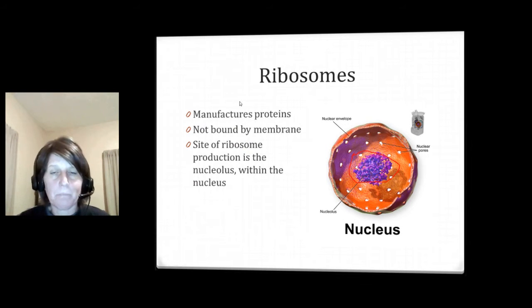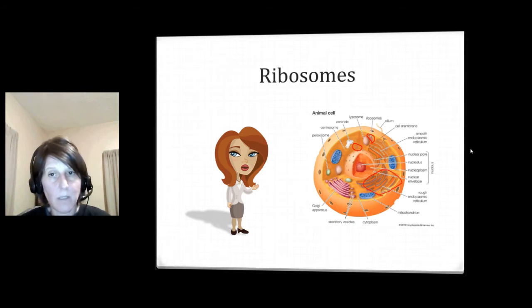Ribosomes. Within the nucleus, there's a nucleolus, and inside of that nucleolus is where proteins are manufactured. Now, ribosomes are a little different from other organelles. They are not bound by membranes. And the site of ribosome production, as I said, takes place here in the nucleolus, but they don't stay there. Instead, they are released, and ribosomes can be found, you can see them circled here, freely outside in the cytoplasm, or they are also found here in the rough endoplasmic reticulum.